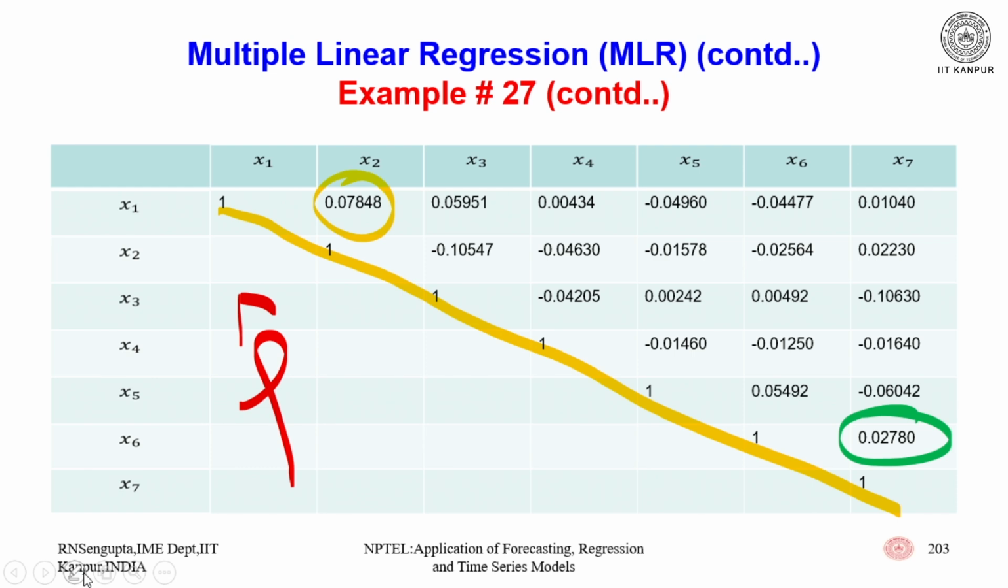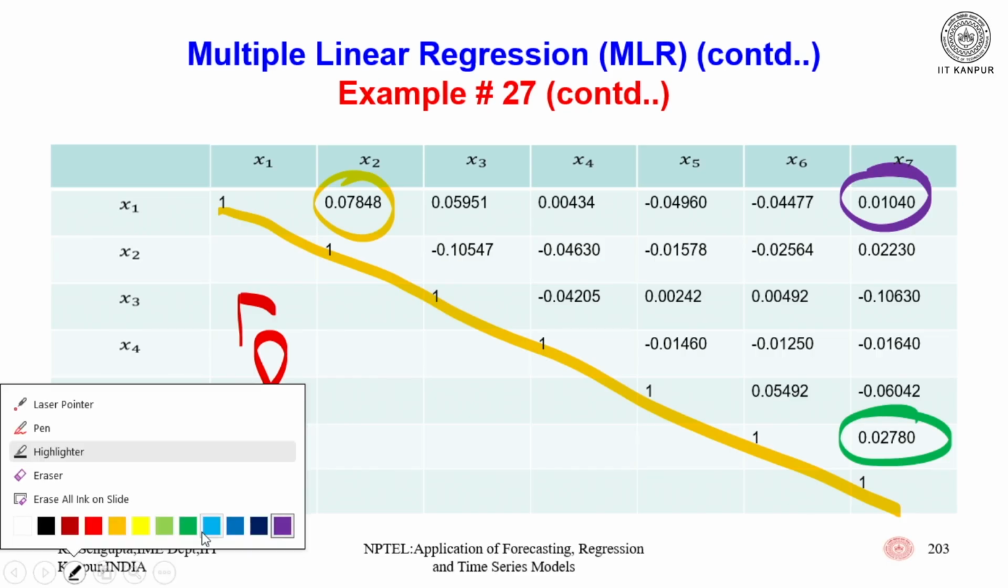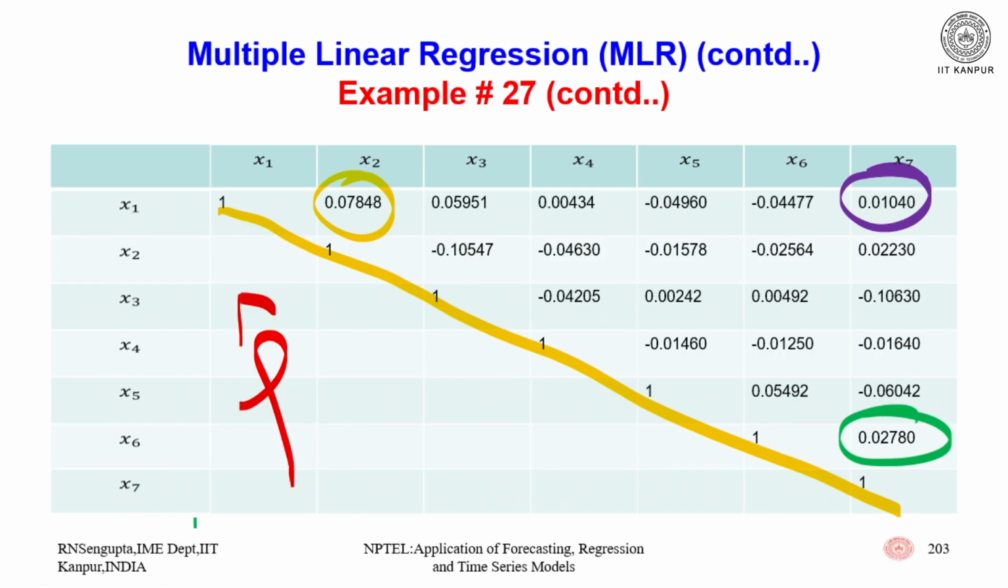If I consider the correlation coefficient between x1 and x7, it is given by plus 0.01040. If I consider the correlation coefficient between x3 and x7, it is given as minus 0.10630, which means there are positive and negative correlations among the random variables x.